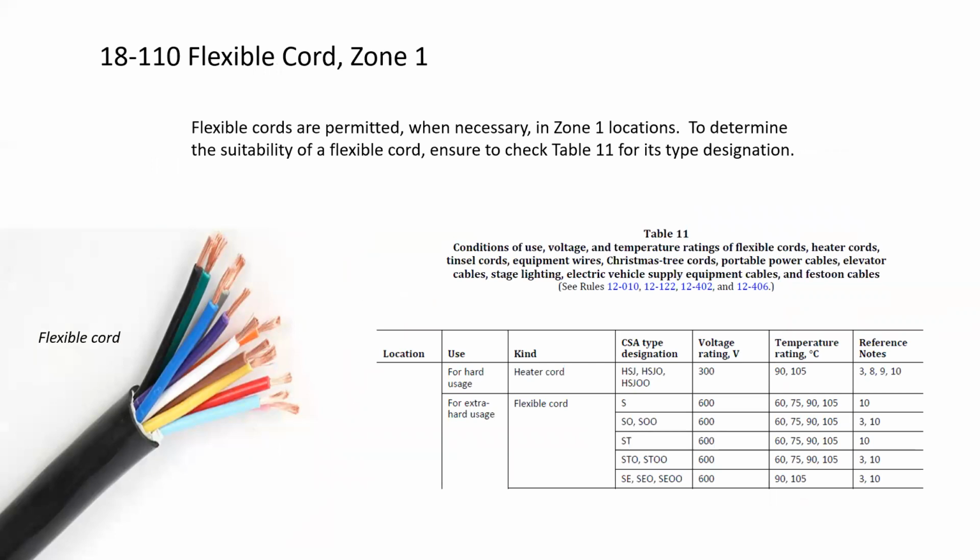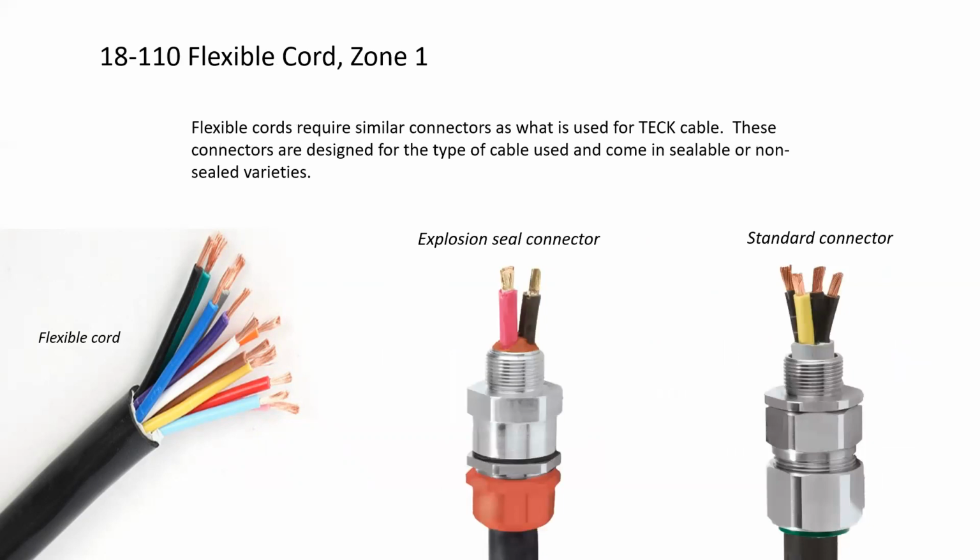18110 is flexible cord for zone 1, and it is permitted when necessary in zone 1 locations only. To determine the suitability of the flexible cord, ensure to check table 11 for its type designation. And what I'm referring to is this, which will be printed on the side of the jacket, indicating if it is rated for extra hard usage or not. Flexible cords require similar connectors as what is used for TECK cable. These connectors are designed for the type of cable used and come in sealable or non-sealable varieties.